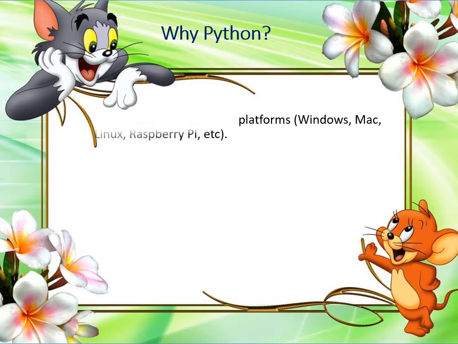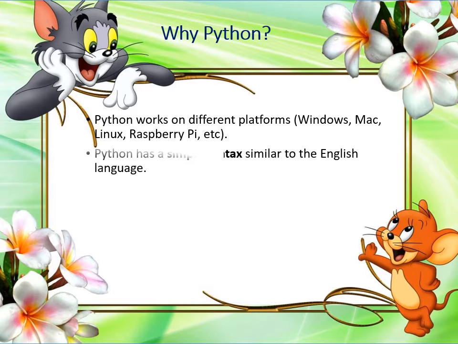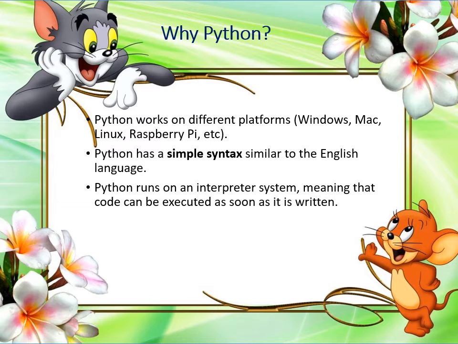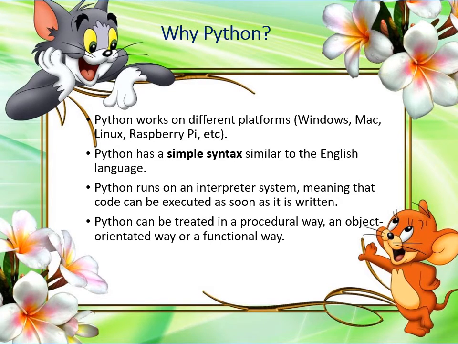Why do we need Python? It's a cross-platform language. It means it works on different platforms like Windows, Mac, Linux. It will always work. It also has a very simple syntax like the English language. It runs on an interpreter system. Interpreter means that code will be executed as soon as it is written. And it can be used in a procedural way, an object-oriented way, or a functional way.